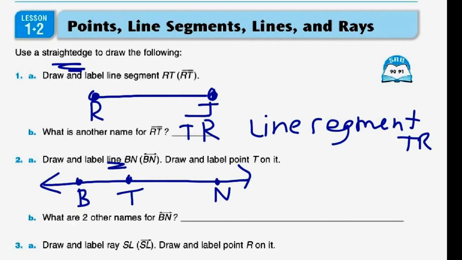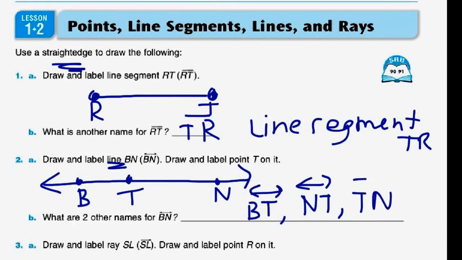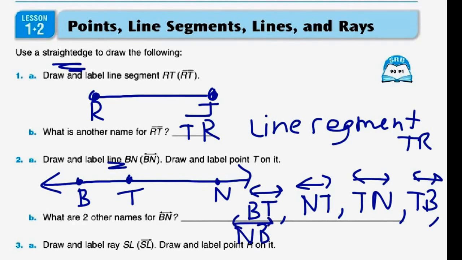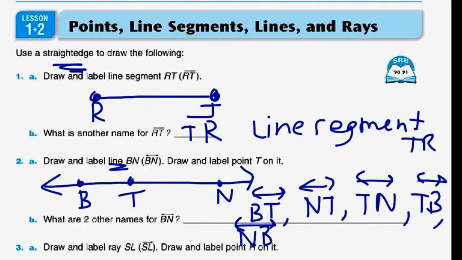Okay, so hopefully you were able to determine that you could call this line either line BT, you could call it line NT, you could call it line TN, you could call it line TB, or you could even call it line NB. Okay, so notice that I could use the T in there as well. I could call it line BTN, I could call it line NTB. Any of those will work. Does not matter the order in a line.